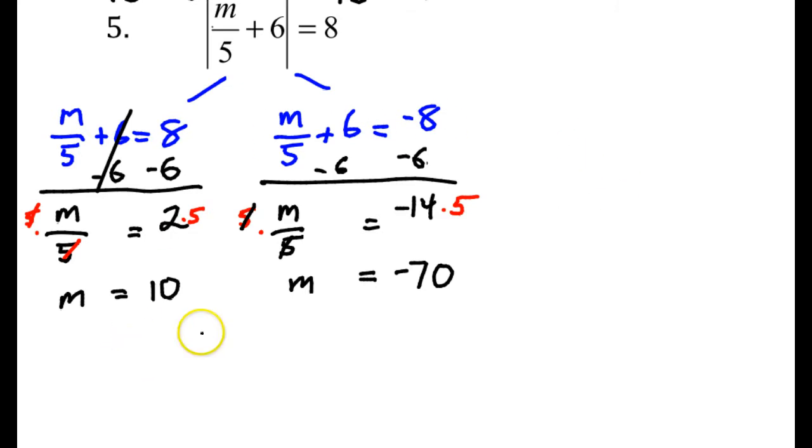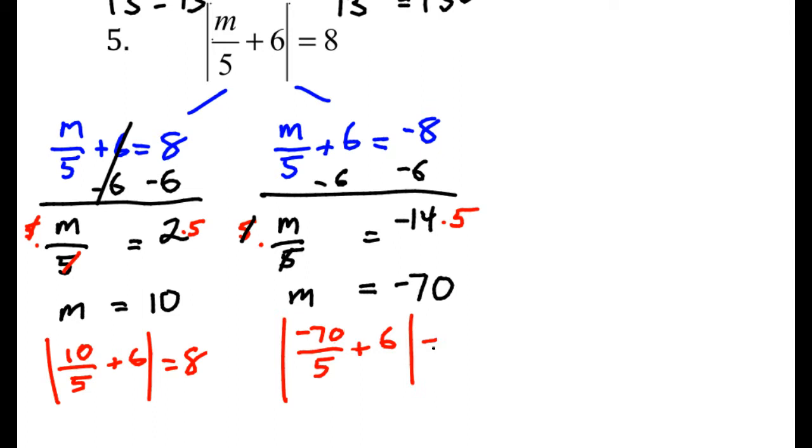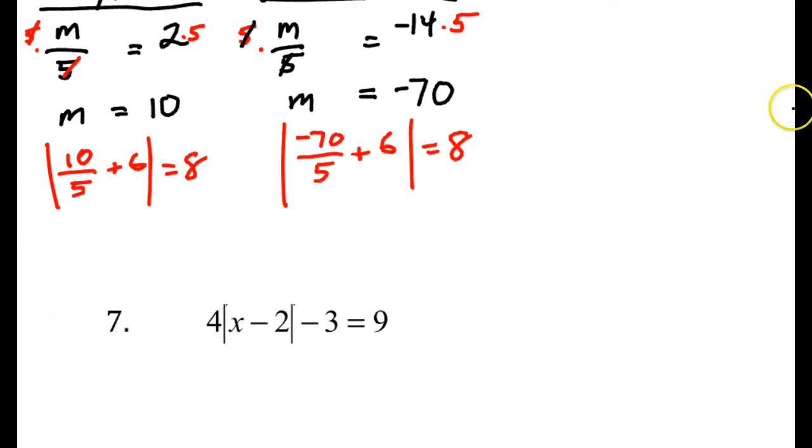Start red. Okay, have room here. So here we go. Let's check 10. 10 divided by 5 plus 6. Okay, is this equal to 8? And is negative 70 divided by 5 plus 6 equal to 8? Okay, there we go. 10 divided by 5 is 2. 2 plus 6 is 8. So yeah, first one checks out.